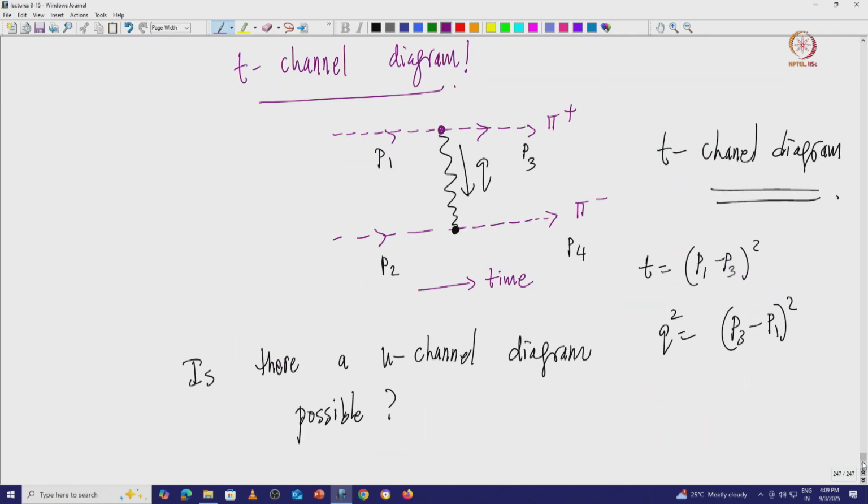Now the second diagram: is there any other diagram allowed? This particular diagram, pi plus pi minus, is also the other diagram. In the last lecture before I closed down, I asked whether a U channel diagram is possible, and left it as an open question. I could not solicit your answers because we could not have an online quiz. But let us ask, is there a U channel process? If you try to draw a U channel process, what will happen? Let us try to draw it.